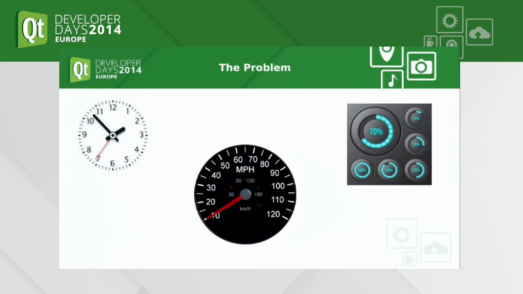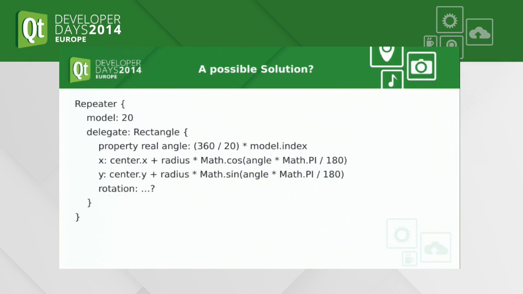Or if you have the tachometer, there you also have these ticks and you have the single numbers, and you should position them somehow in a circle. So you see there's a recurring problem. We have some UI elements, and we want to position them inside a circle. So what would be the naive way to do it with Qt Quick?